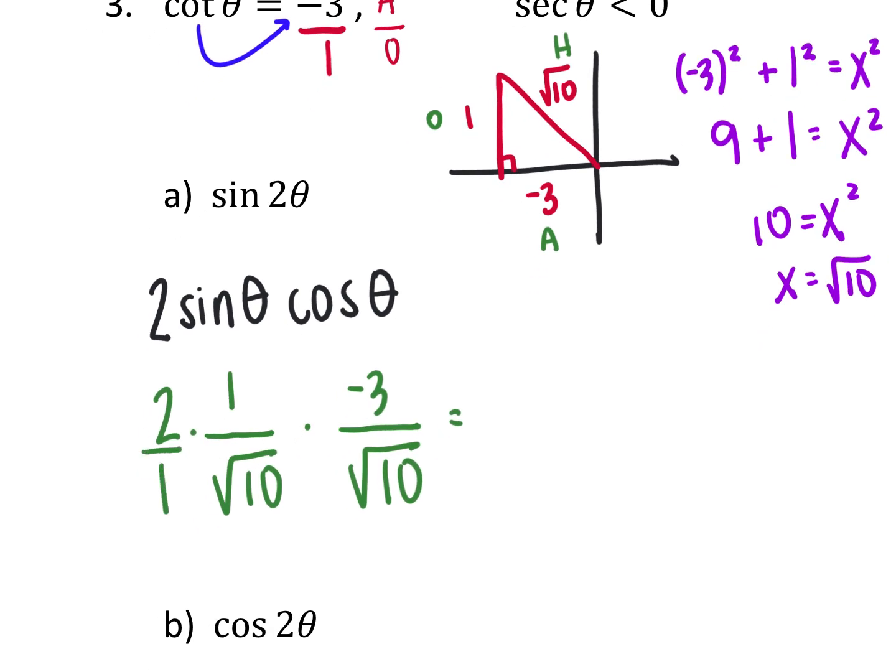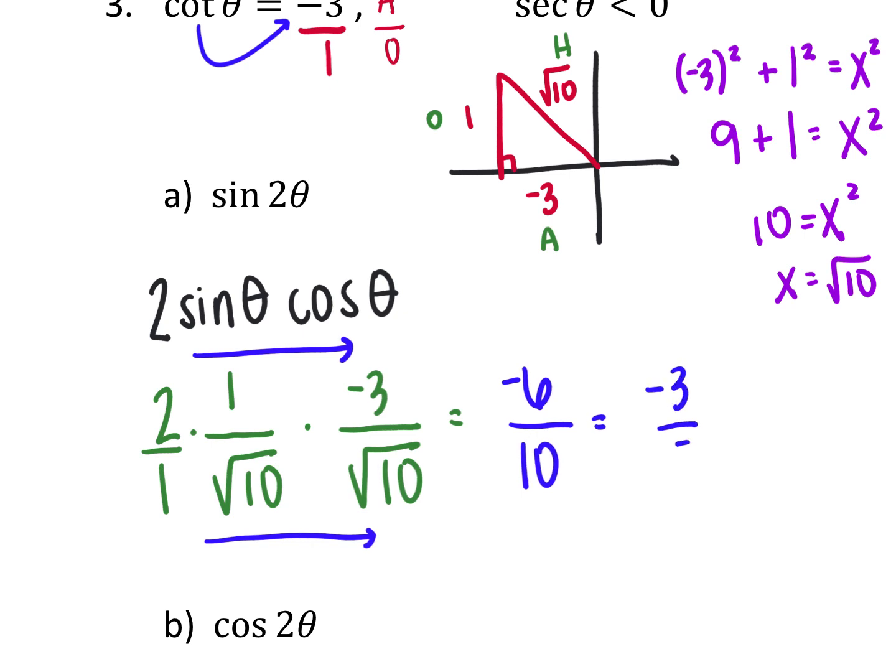Stick that initial 2 over 1 and multiply straight across. 2 times 1 times -3 gives us -6 over root 10 times root 10 gives us 10. And we can simplify that to -3/5.